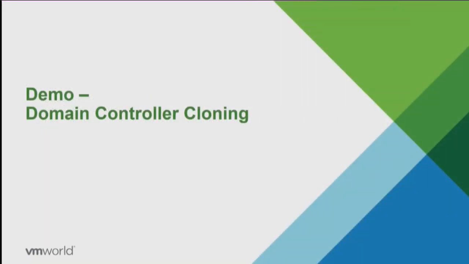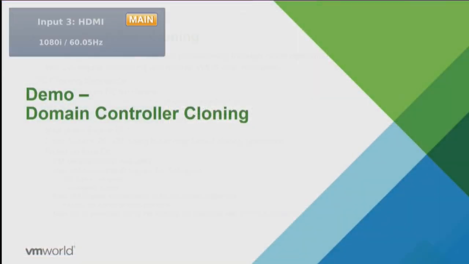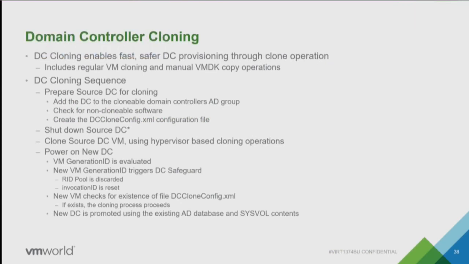Now, the other thing we're going to do is domain controller cloning. This one takes a little time. I don't know if we're going to be able to get through the whole thing, but we're going to give it a shot. Let's describe that first. I will describe it first. Sure, why not? All right, so domain controller cloning lets you actually clone a domain controller using regular vSphere cloning, and it does it safely and it does it quickly.